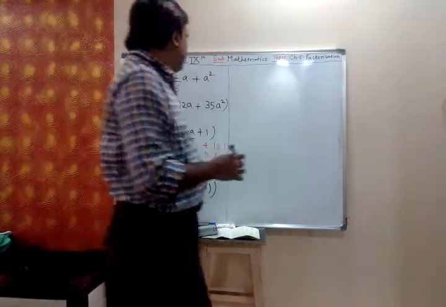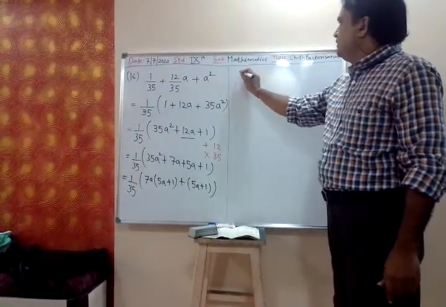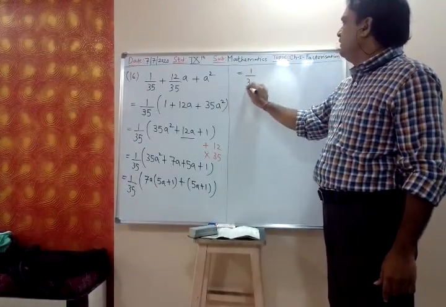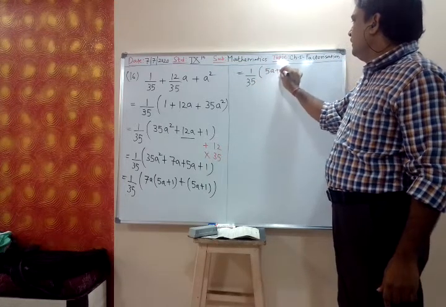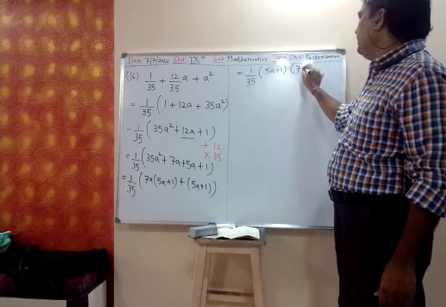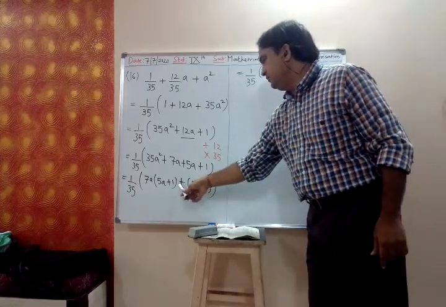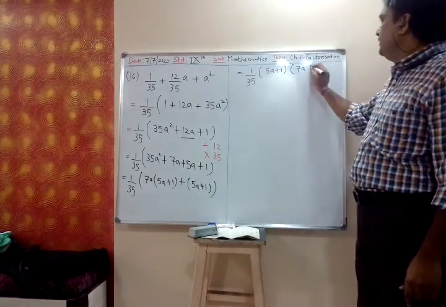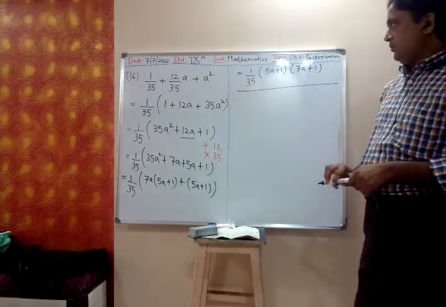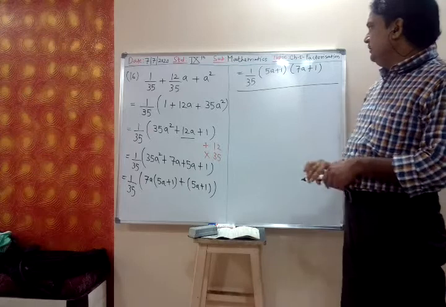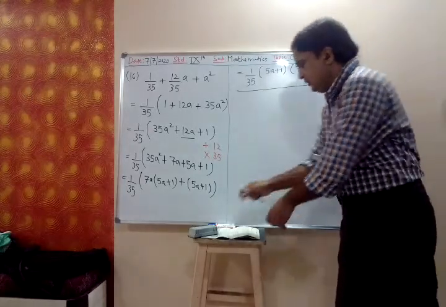Now 5a plus 1 is common. So that is 1 upon 35, 5a plus 1 is common. So left is 7a plus 1. And this is the answer. 1 upon 35 into 5a plus 1 into 7a plus 1.